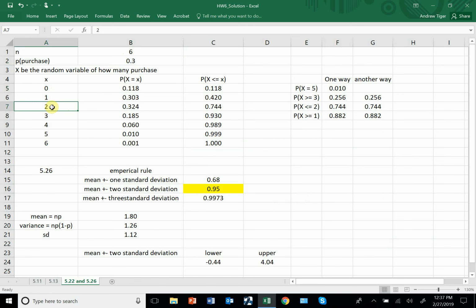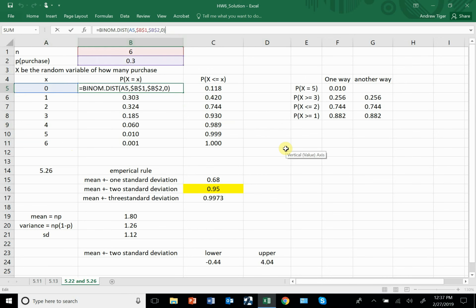One of them can buy something. Two of them buy something. Three of them buy something. Four of them buy something. All the way up to all of them buy something. The chances that it occurs, I'm going to use the binom dist formula.